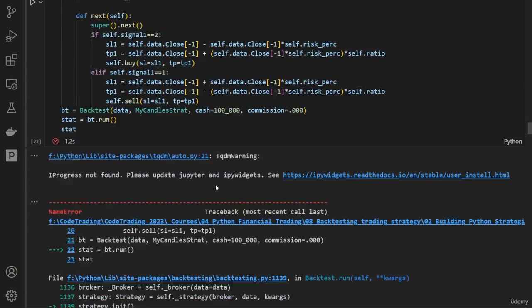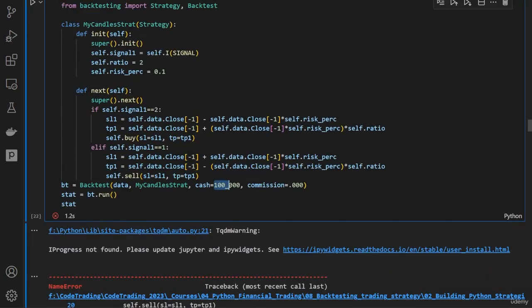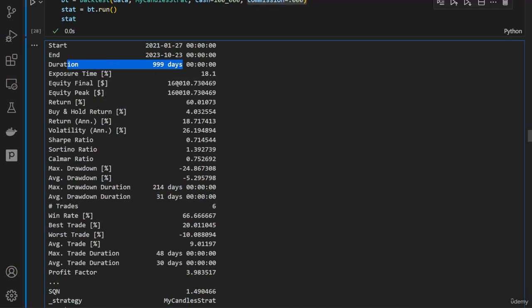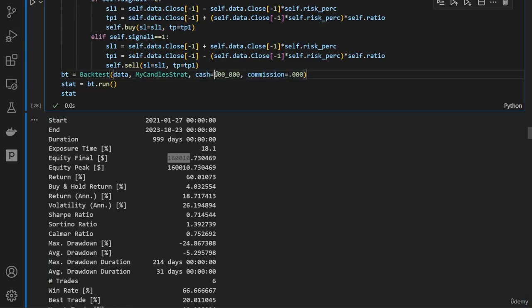We're running with 100K of cash. I'm not computing the commissions for now as a first trial. And these are our results. The duration is the whole data frame, 1000 days. The equity final is 160K instead of 100K, so that's profitable. And buy and hold returns are 4%, so we have 60% in return.